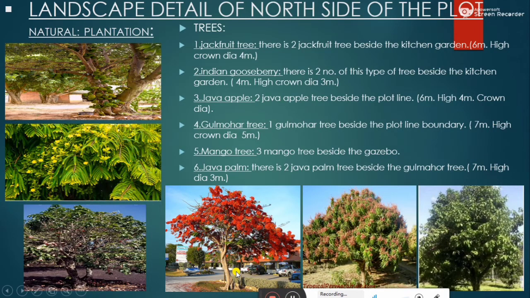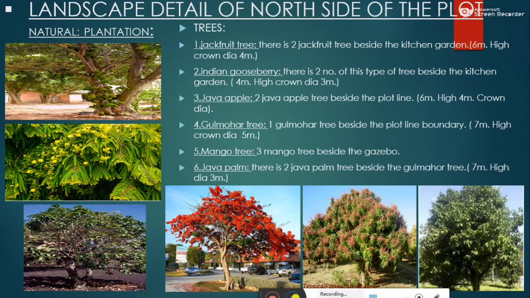Details of the north side of the plot. Trees. Jackfruit tree: there are 2 jackfruit trees beside the kitchen garden. Indian gooseberry: there are 2 of this type of tree beside the kitchen garden. Java apple: 2 Java apple trees beside the plot line.